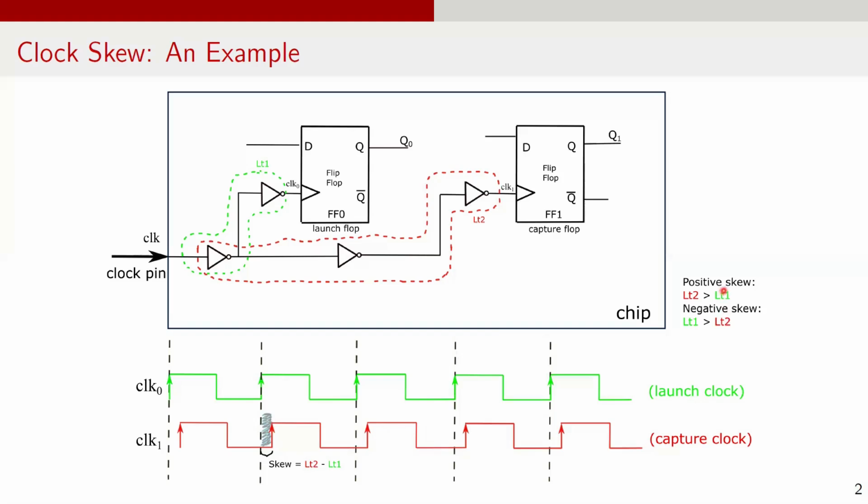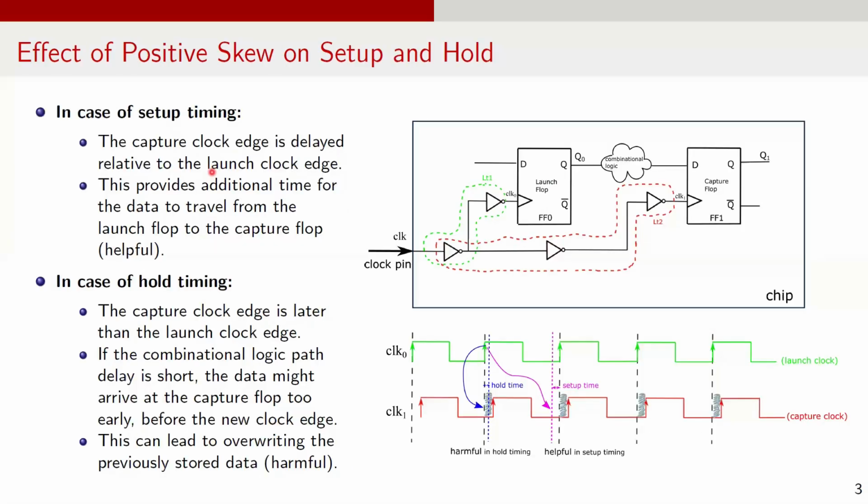Clock skew can be positive or negative. A clock skew is defined as positive if the capture flop clock latency is more than the launch flop clock latency. In this example, we have a positive skew if LT2 is greater than LT1. Clock skew is negative when the clock latency at the launch flop is more than the clock latency of the capture flop. That is, when LT1 is more than LT2. Now let's understand how positive and negative clock skews affect the setup and hold time requirements in a design.